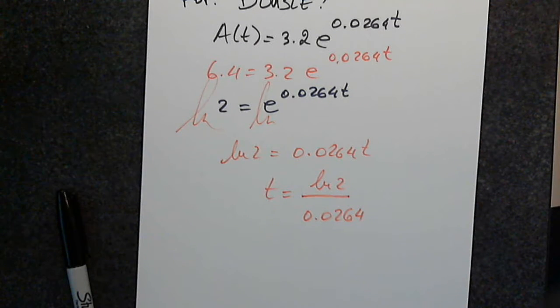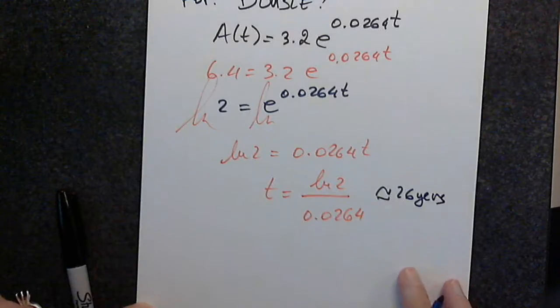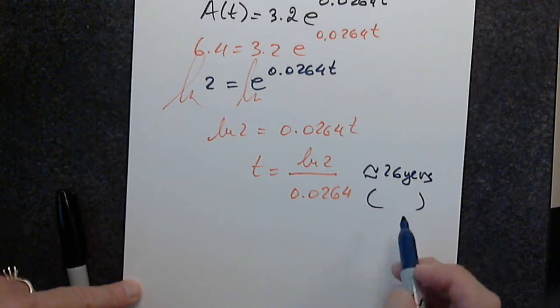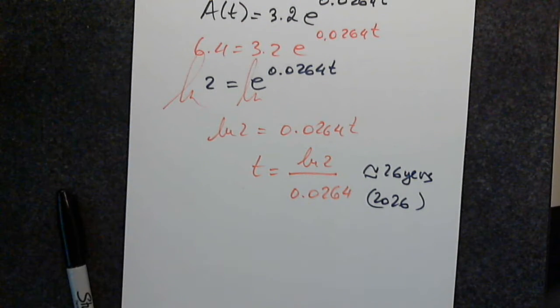So natural log 2 divided by 0.0264, and I got 26. 26 what? What does it mean? 26 years since 2000, which means which year approximately? 2026. So please remember this kind of question, and we're going to get to more in a minute.